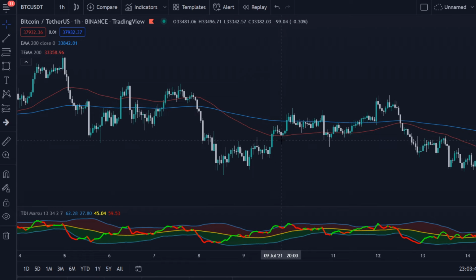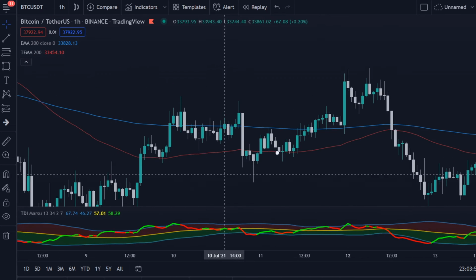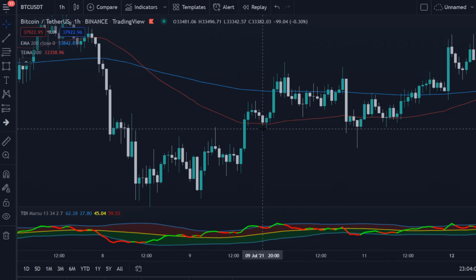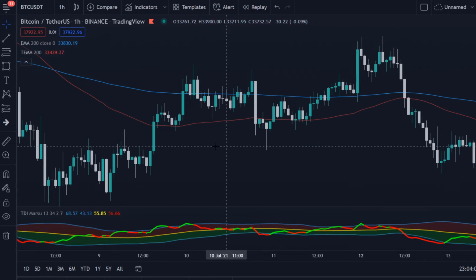The only thing we need to do next is wait for our candle to close below the TMA. If I zoom in a little bit, this didn't happen. So we still wait until finally over here we see that the candle crossed the TMA and closed below the TMA indicator. So this is our entry signal.